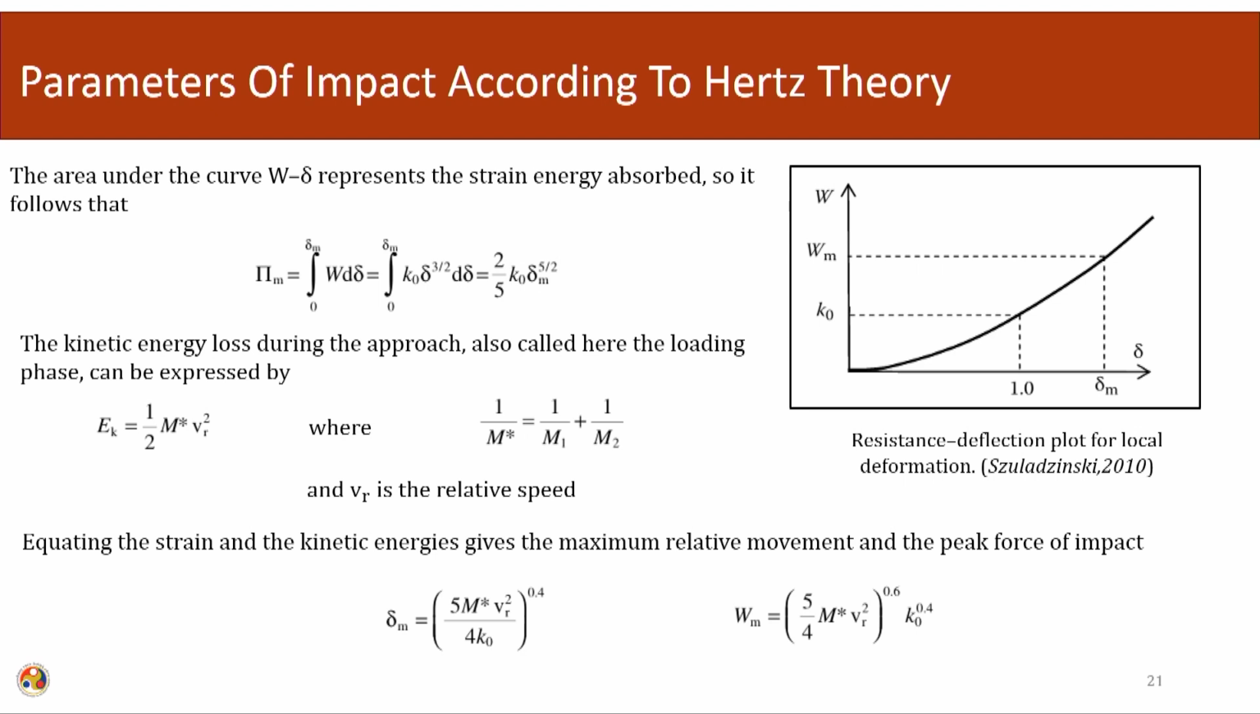Okay. So, what we see is that we have a resistance deflection plot for the local deformation that is occurring in the body. So, equating the strain and the kinetic energy gives the maximum relative movement and the peak force of impact. Okay. We can calculate the maximum relative movement denoted by delta, and we can also calculate the peak force of impact. Okay. So, using the Hertz contact law, we can calculate the maximum relative movement that is occurring between the two bodies and the force at the point of contact. Okay. And these are given in terms of the effective mass, the relative velocity and the stiffness between the two bodies. Okay. So, I will stop here.